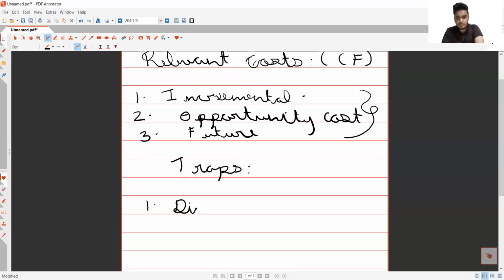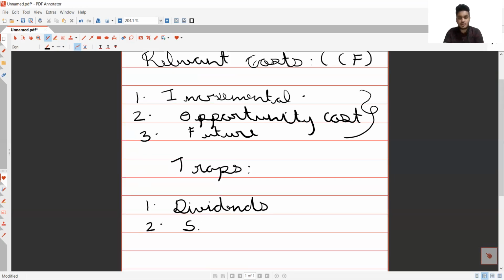Dividends. Guys, please ensure any form of dividends, all forms of dividends, are extremely irrelevant. We don't include it in our computation. If ever you have a question which says a certain amount of dividends was declared, avoid it, ignore it entirely. We don't include dividends.